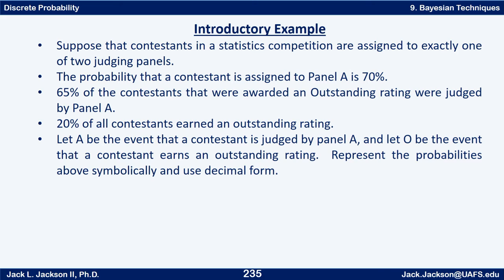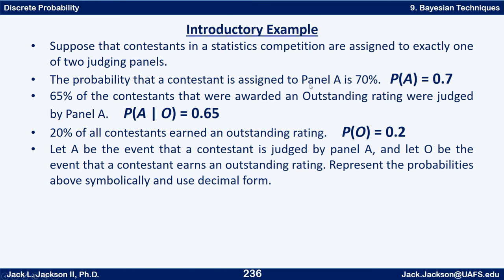Just to give us some letters here, let A be the event that a contestant was judged by panel A. Let O be the event that a contestant earns an outstanding rating. The first thing we might want to do is represent the three probabilities that we have up above symbolically, and let's switch them to decimal form. Go ahead and do that, and then when you're ready, continue on.